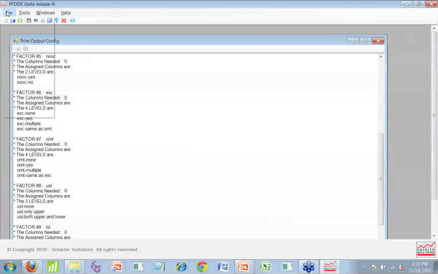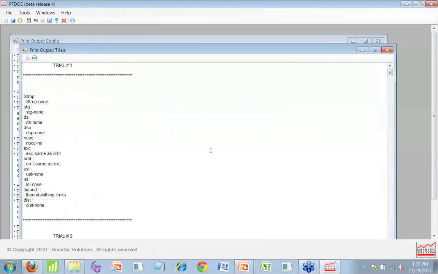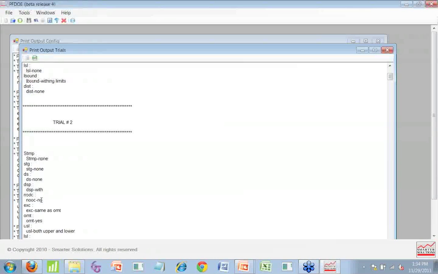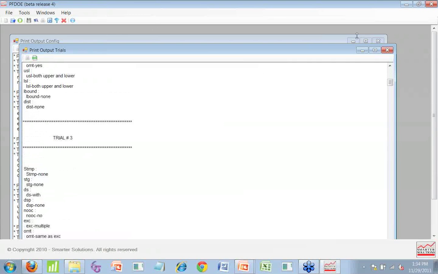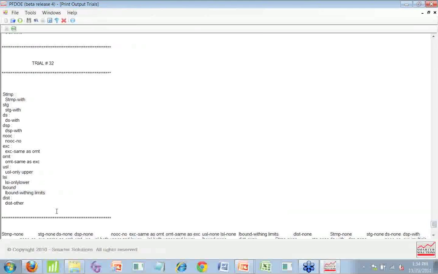Now what we want to do is take the program and generate some tests. So basically what I had the program do is generate the tests. In this case, it's going to be 32 trials. That's the minimum number I can have for this number of factors and levels of the factors. So you can see now STEM is going to have none the first time. This is going to have none, and so on. And trial 2 has a different set of conditions to it. So if we go all the way down here, we can see we've got 32 sets of conditions for 32 trials.